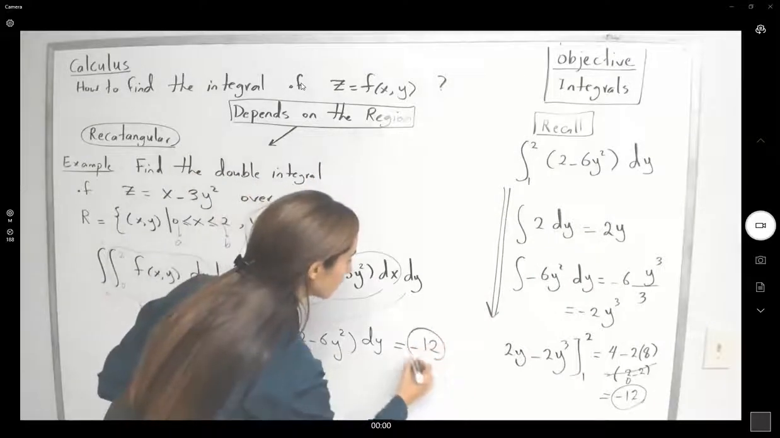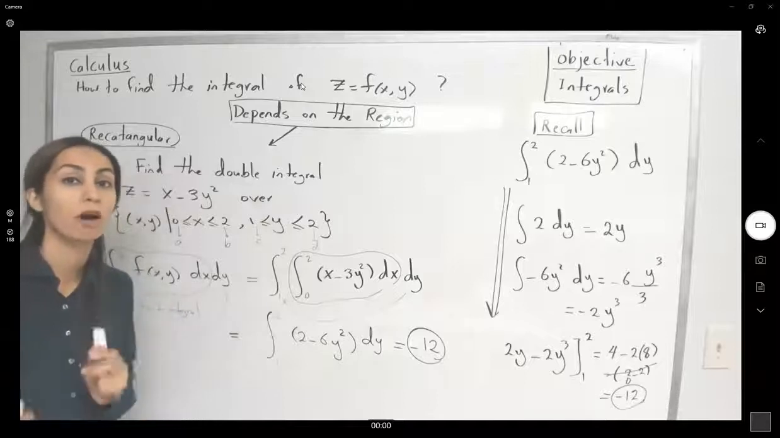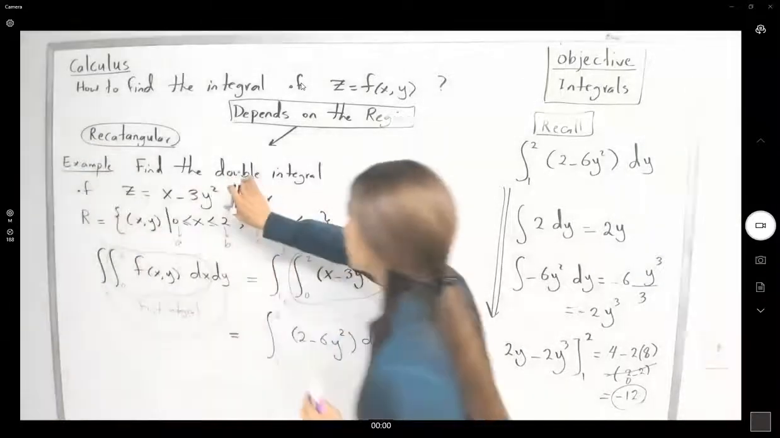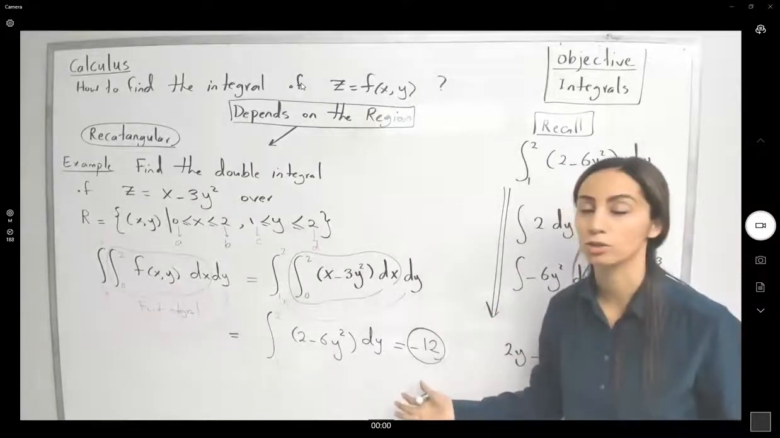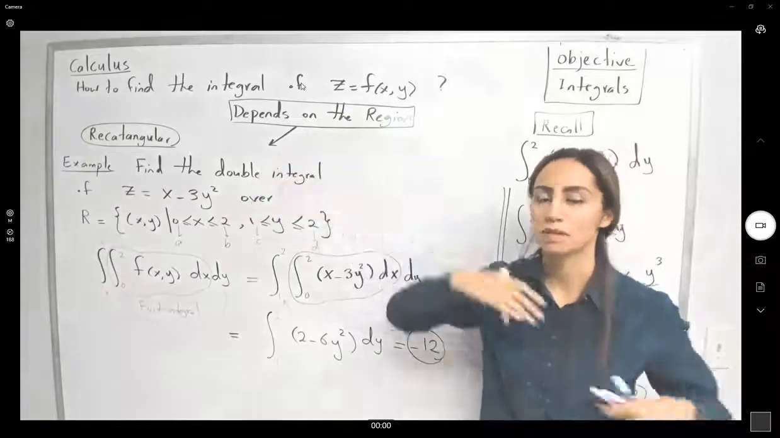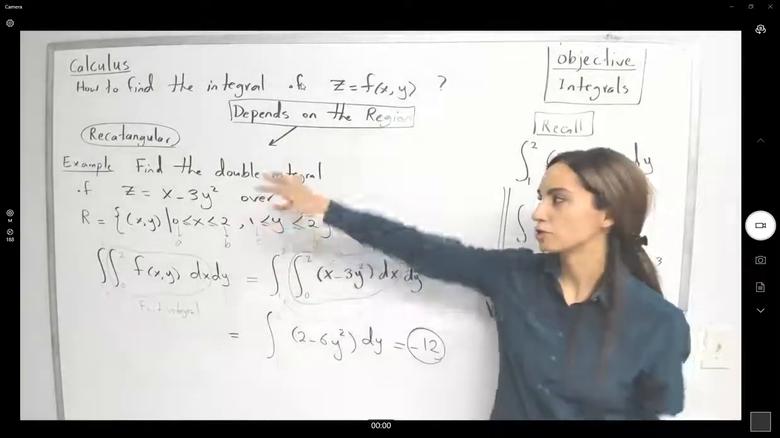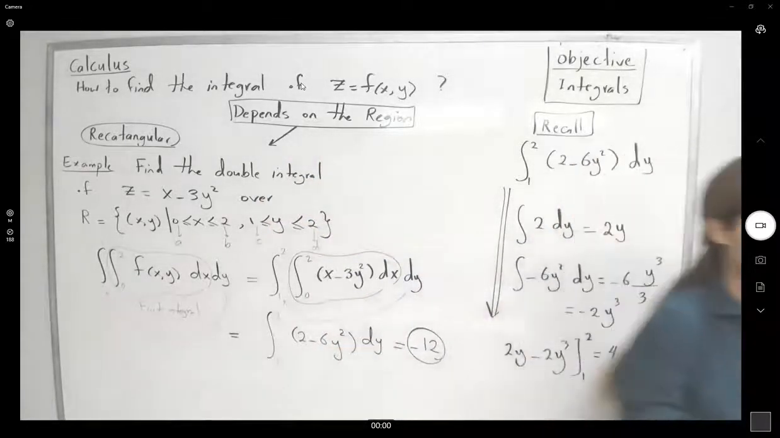Negative 12. Note that I didn't ask for volume. I just asked to calculate the double integral. We don't have negative volume. This doesn't refer to a volume. It refers to something else. We just did the work in the pure math sense.